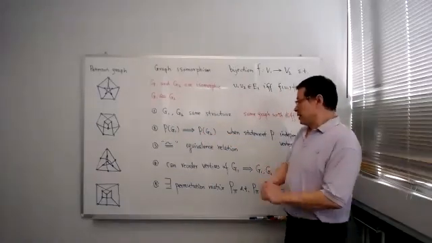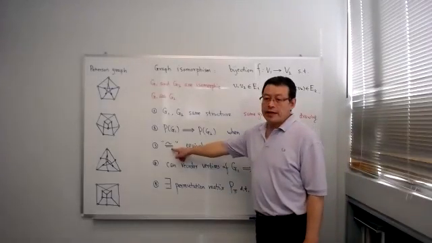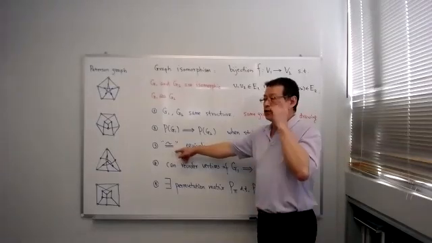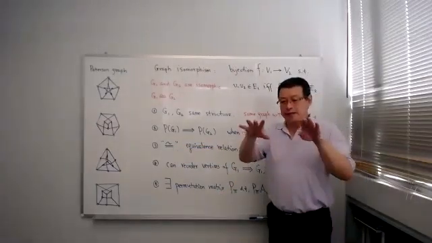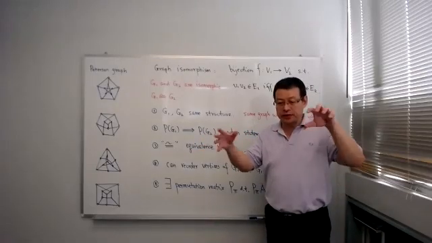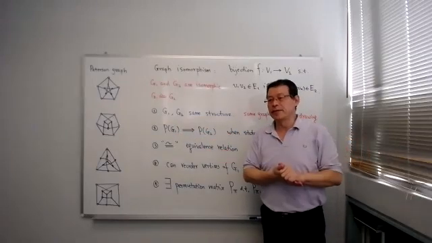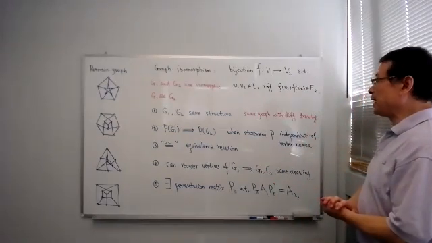Third, this relation is an equivalence relation. Therefore, we can use this relation to classify graphs into different isomorphic classes. In each class, these graphs are isomorphic. So these 3 important points I want to emphasize.